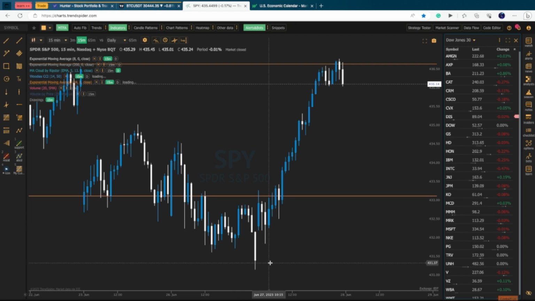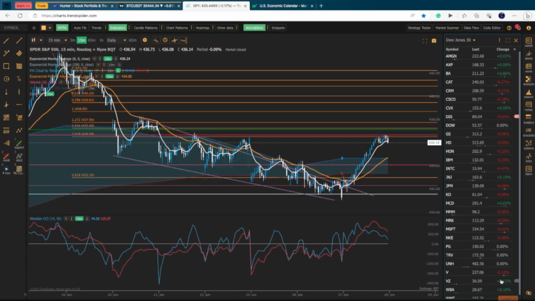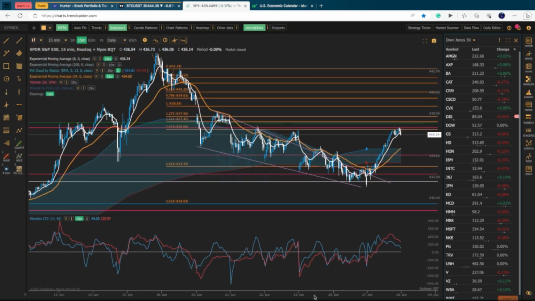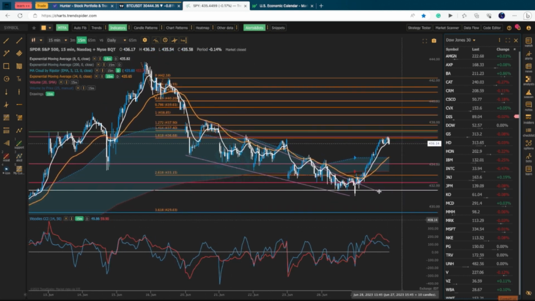SPY, or is it 15? Okay, yeah, we're going to go SPY 15. Last thing is the kind of confluence that I spotted here. I just want to talk about this.